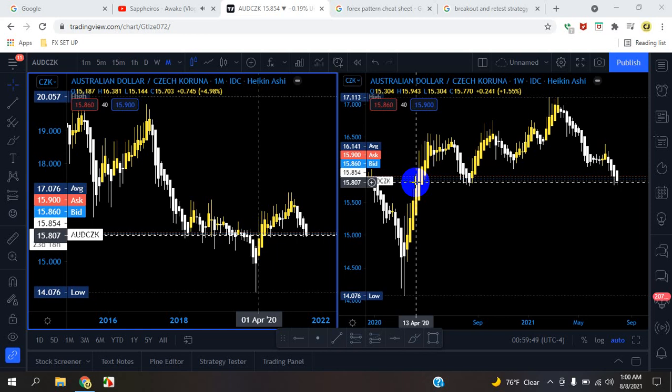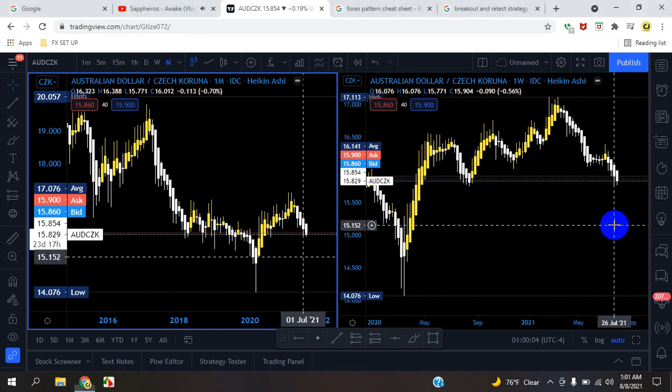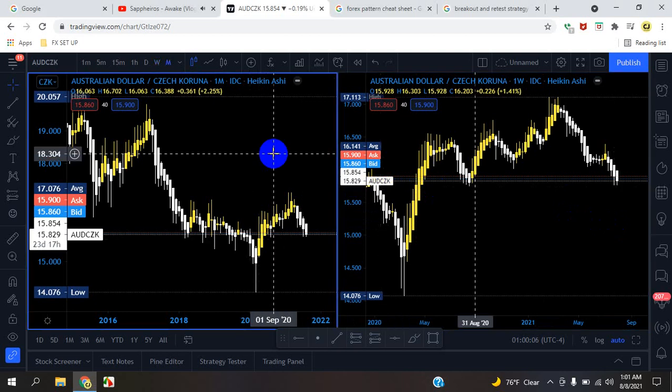Let's pick up the business. Hey guys, we are marking up AUD CZK. We also have the duet screens up. Left hand side, we're looking at the monthly. Right hand side, we are looking at the weekly. Take a look at what's going on in the market.